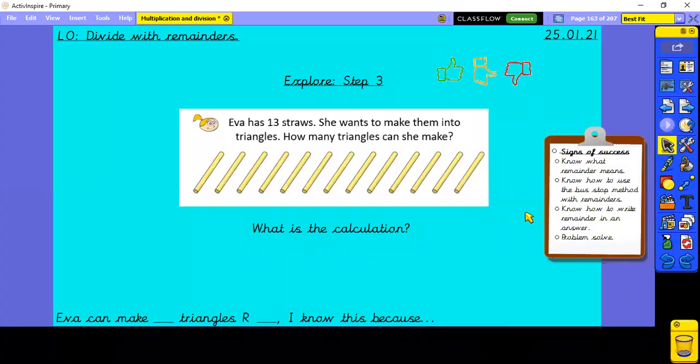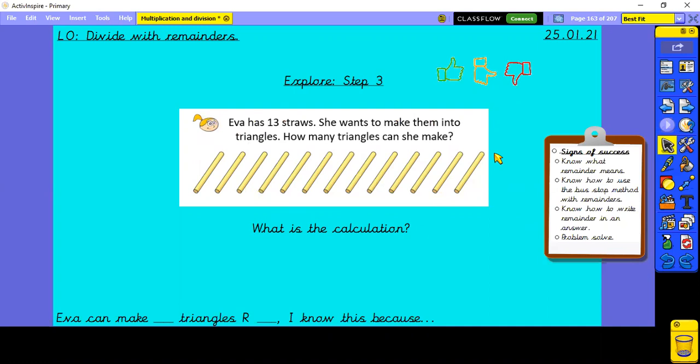Okay, and for those of you that want a challenge and are feeling confident with remainders, here is the step 3 input. So I have a problem on the screen and I'd like you to have a go at solving it by yourself. So I'm going to read out the problem and then you need to pause the video and have a go in your books.